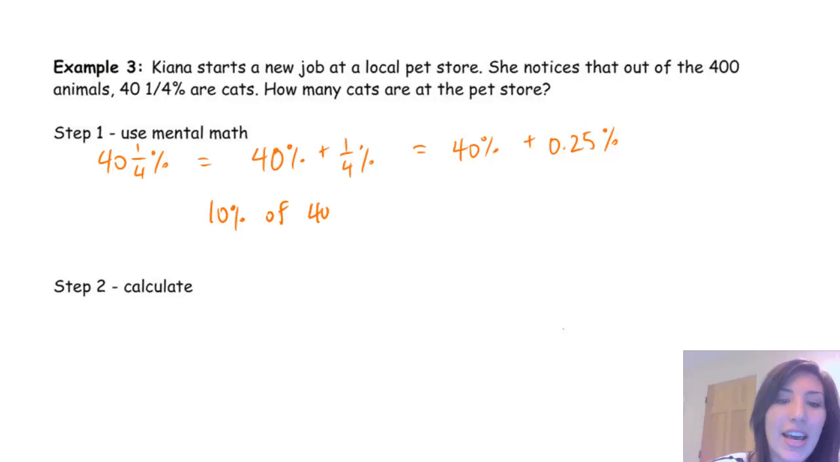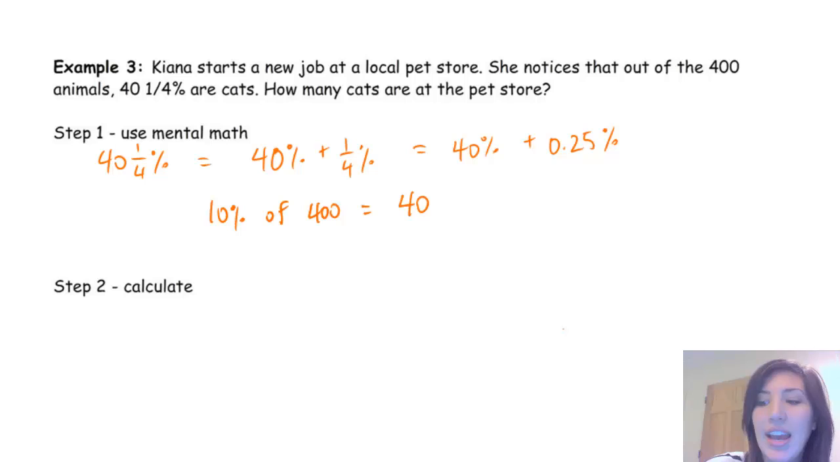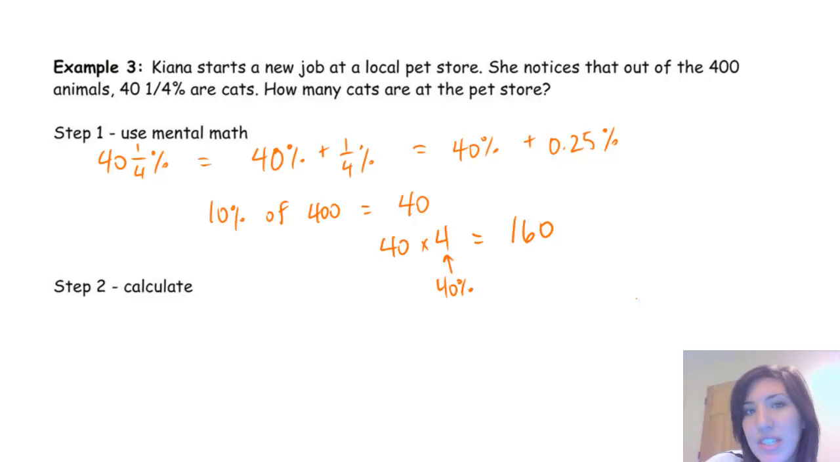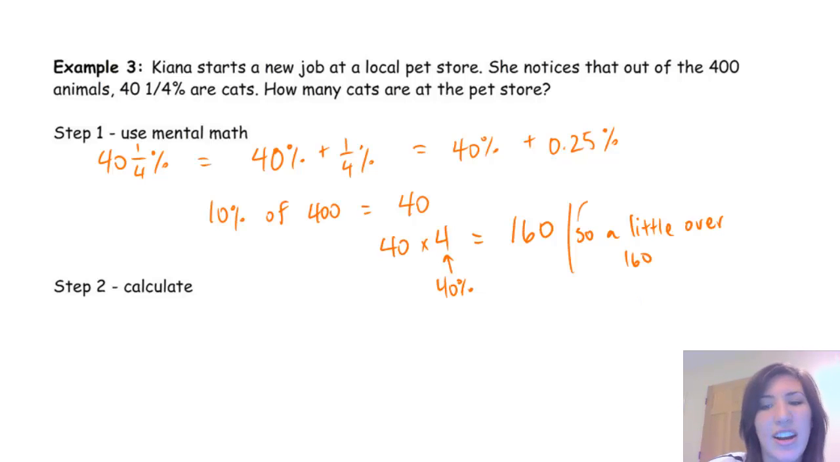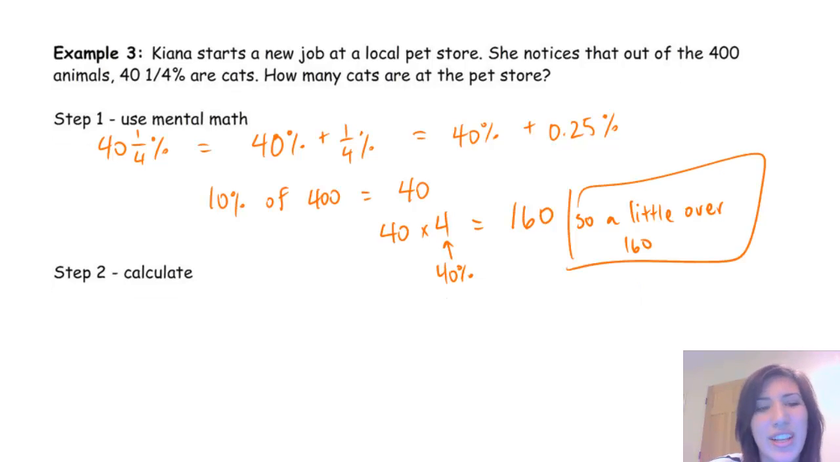So we know that 10% of 400 animals gives us 40. And so if we have 10%, we want to get to 40%. We can times this by 4, and we will get 160. And so if we don't even take account of that quarter, we're going to have about 160. So a little over 160 would be our estimation, because it's 40 and a quarter, and that's 40% right there.